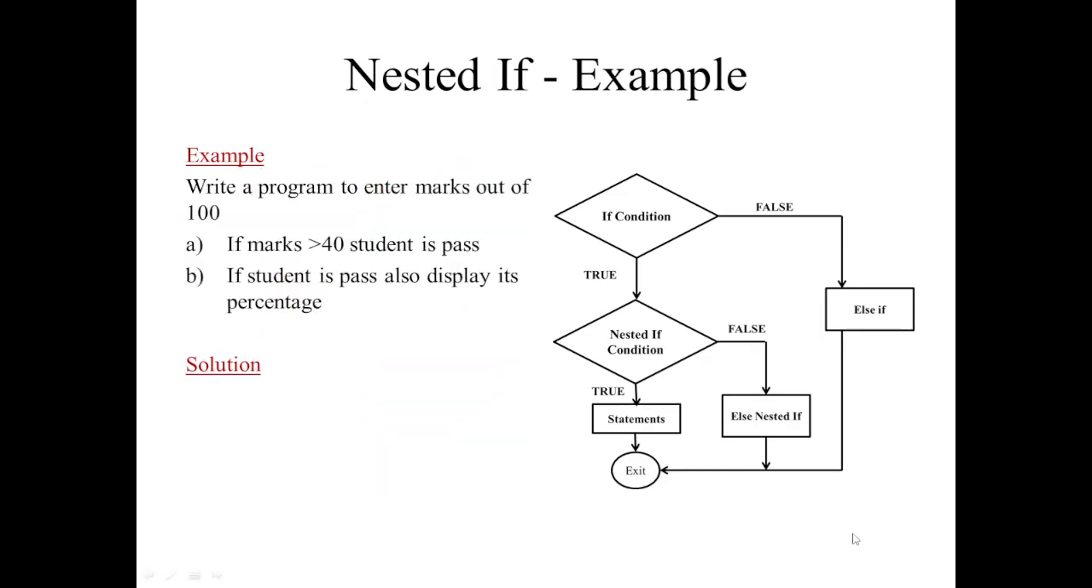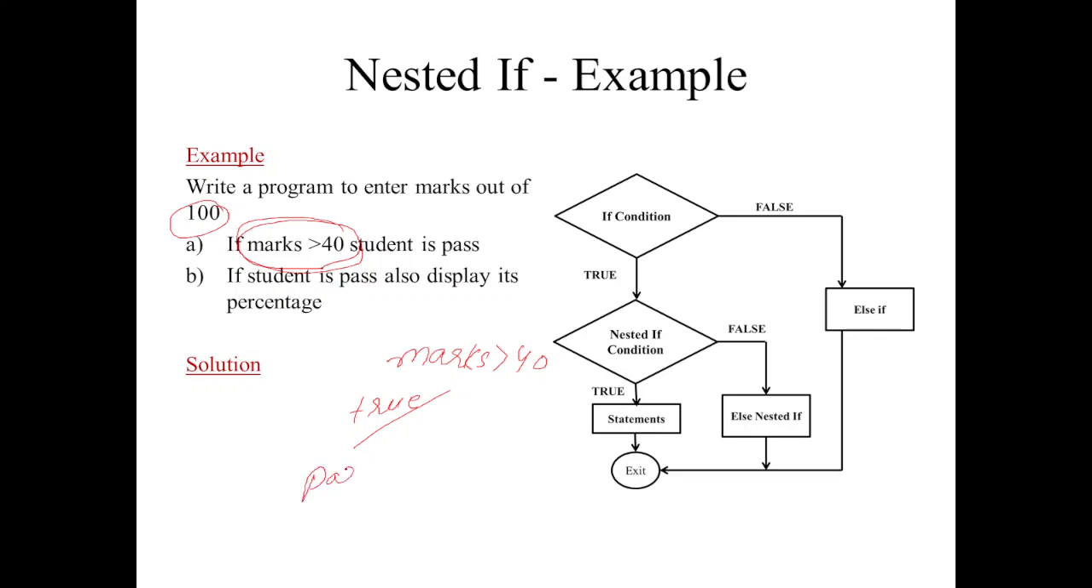Okay, here is another example, in which the user is given a choice to enter the marks out of 100. First the user will enter the marks out of 100. So the first condition will be to check whether the marks are greater than 40, and if this condition becomes true, then it means the student is pass.